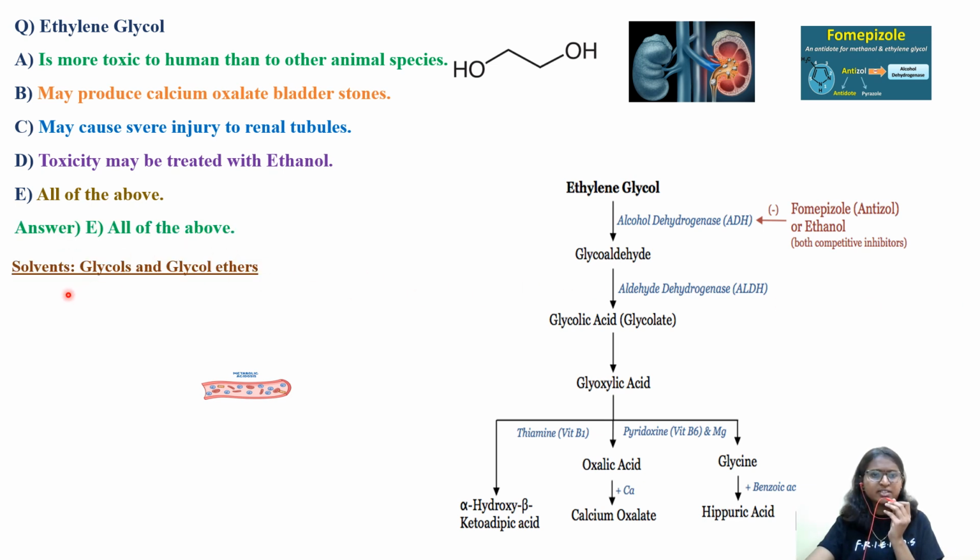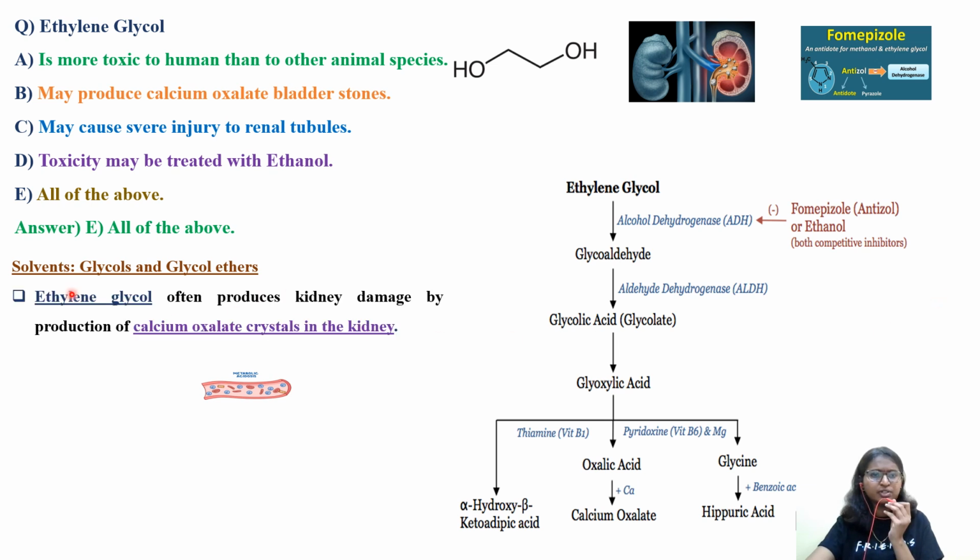As I said, through this video we will be learning about solvents, glycols and glycol ether toxicity, adverse effects, and antidotes. So let's directly understand what ethylene glycol is. Ethylene glycol often produces kidney damage by production of calcium oxalate crystals in the kidney. We have seen in our previous videos how oxalate crystals are formed because of ethylene glycol. They get deposited in the kidney, particularly in the proximal convoluted tubule. Kidney stones will be formed.